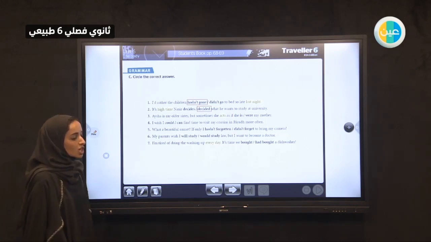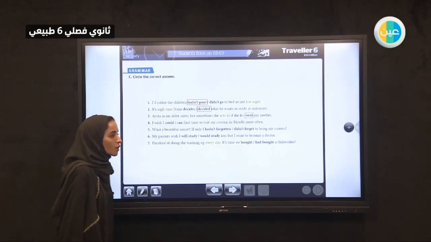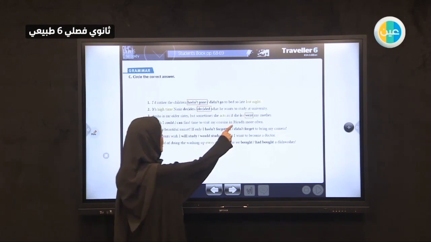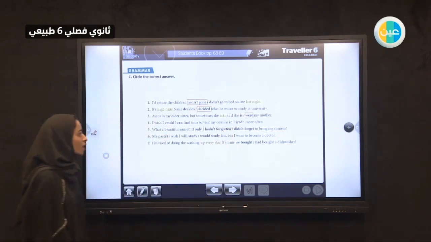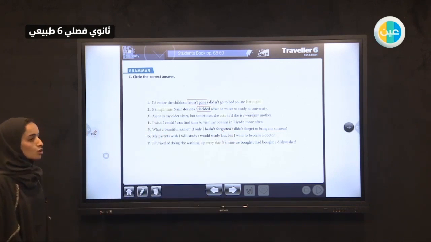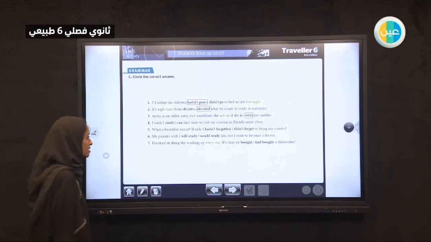What do we use with she? We will use the past were. If you notice, it's not a was, it is a were. I wish I could or can find. Usually with a wish, you will use the past tense.